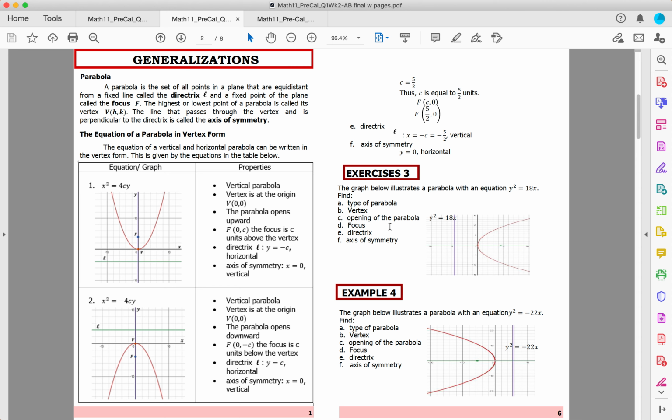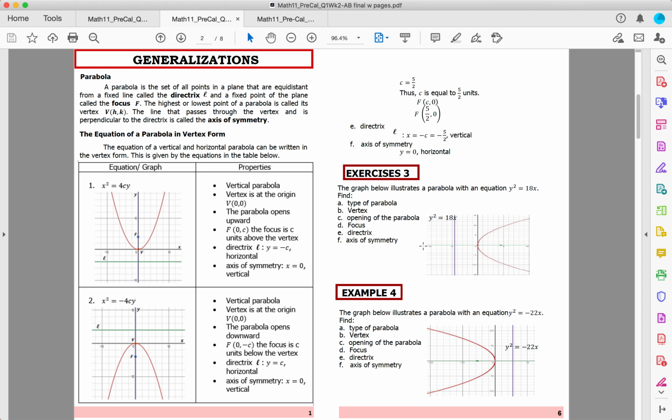The focus is based on this particular equation, 18. So that means 18 is equal to 4c. So that means 18 divided by 4 would be 9 halves, or 4.5. So you count 4.5 units to the right because the parabola is facing to the right. You count 4.5 units from the vertex. You always count from the vertex when you want to determine your focus. And then 4.5 units again to the left for your directrix.